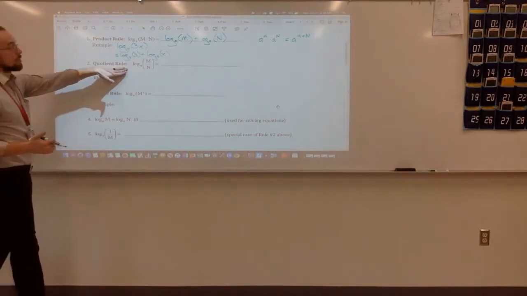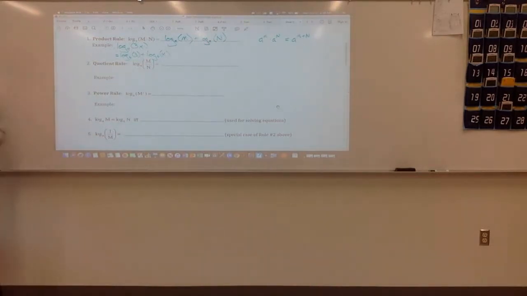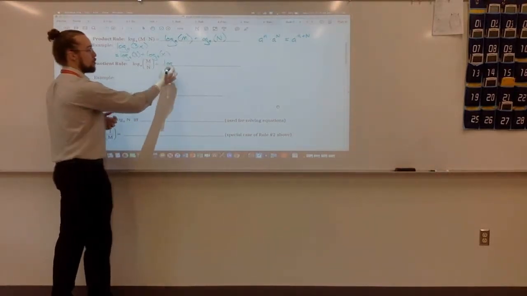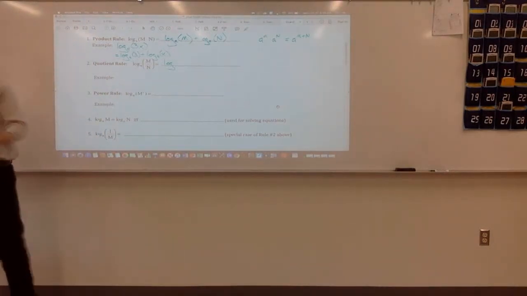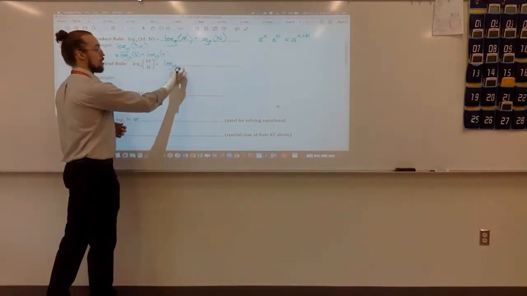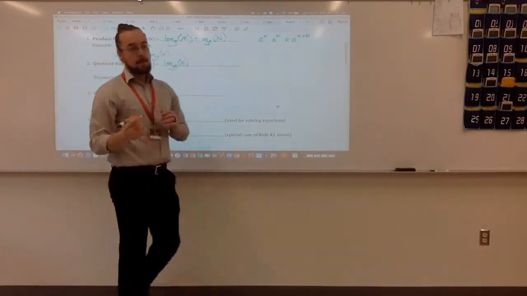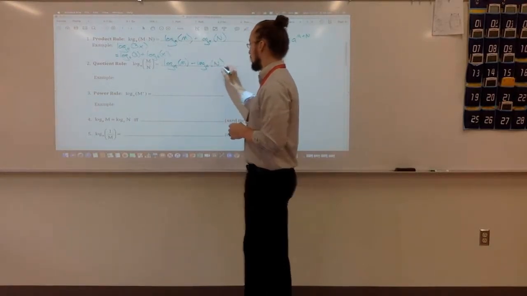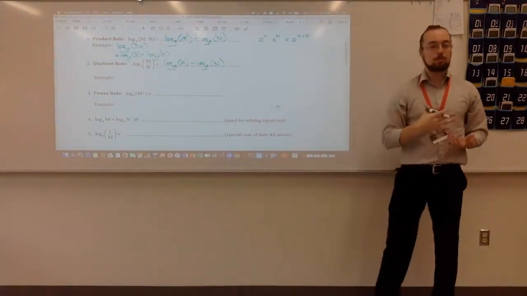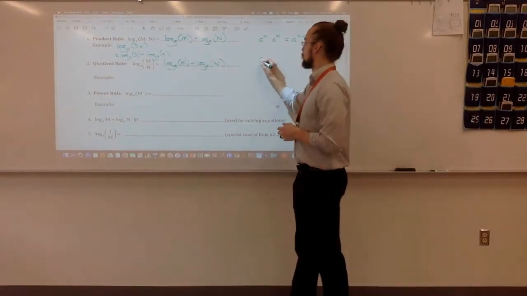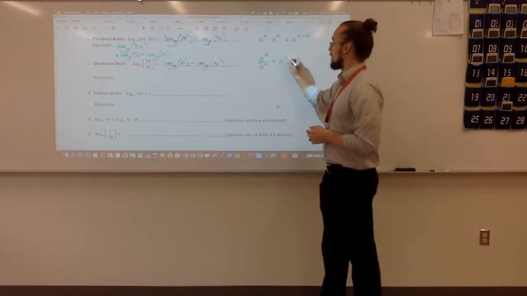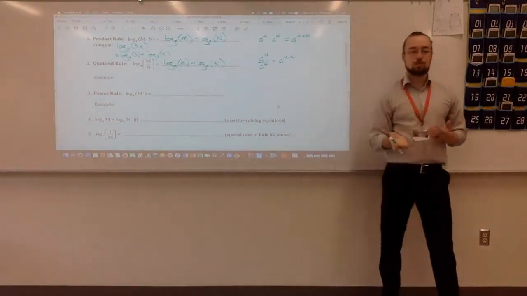I can do a similar thing if I'm dividing two different things inside of a log. I can split this up into two separate logs by subtracting the logs. So I can say this is log base A of m minus log base A of n. And again, this is really closely related to this rule for exponentials. If I have a to the m over a to the n, that's the same as a to the m minus n. That's where this rule comes from.